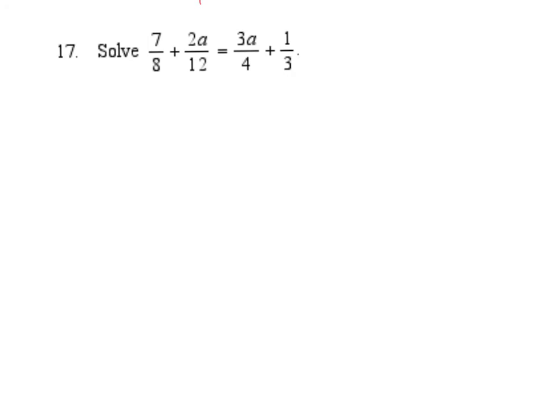So, I've got 8, 12, 4, and 3. And I need to find the least common multiple that they have. So, I know it's 8, 16, 24, goes on and on, right? Then I have 12, 24. So far 24 is in common.